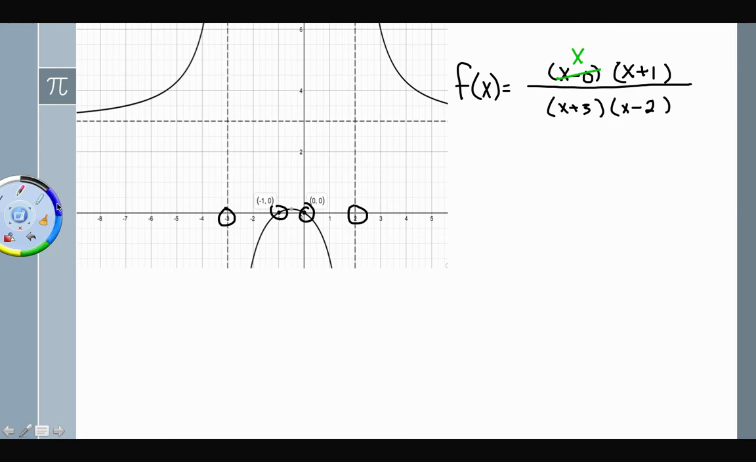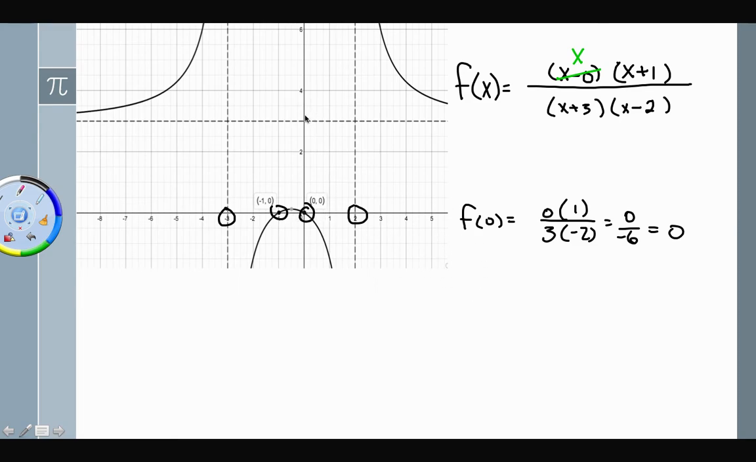All right, so now we need to double check. Well, the y-intercept is 0, so if we just did that really quick, we said f of 0 is equal to 0 times 1, which is 0 plus 1, over 3 times -2, and I get 0 over -6, which is 0. That means I have the correct y-intercept, but we need to check the horizontal asymptote.